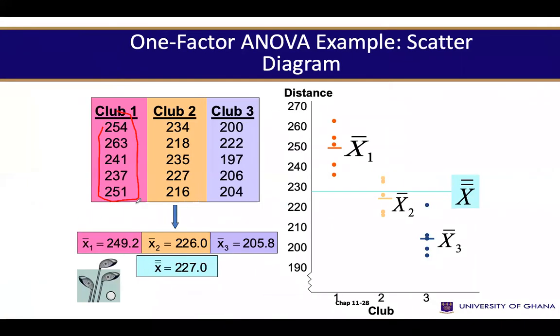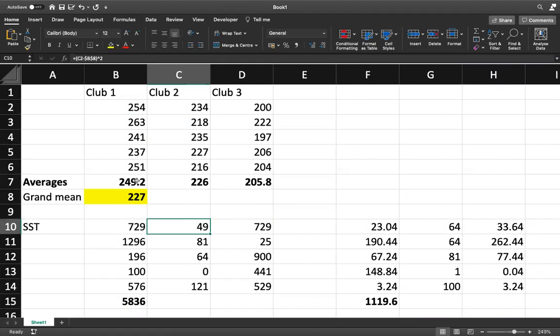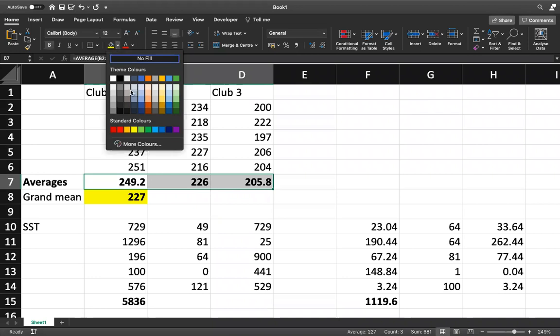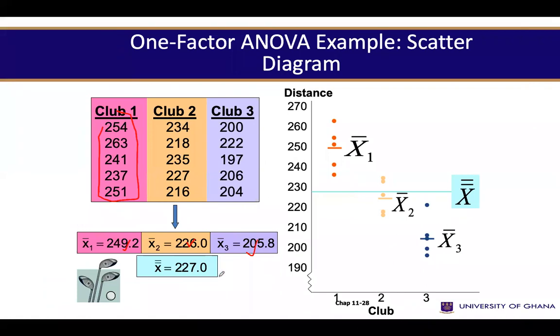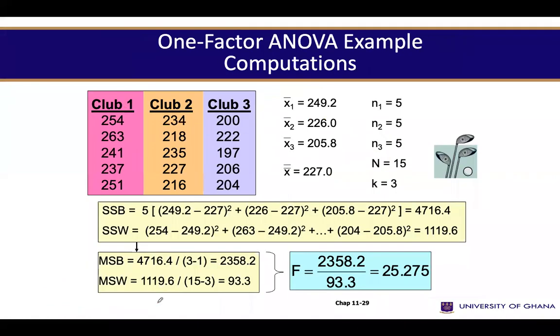Yeah, so X bar 1 is 249.2. X bar 2 is 226.0. X bar 3 is 205.8, as you can see, well calculated here. So we need this. And the grand mean, X double bar, is 227. And of course, the sample sizes are 5 each. Your N is 15, and your K is 3.